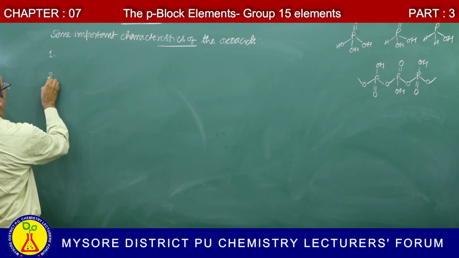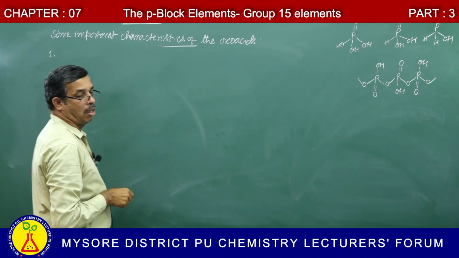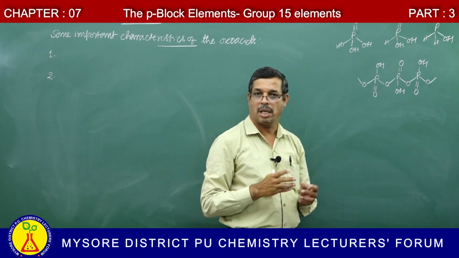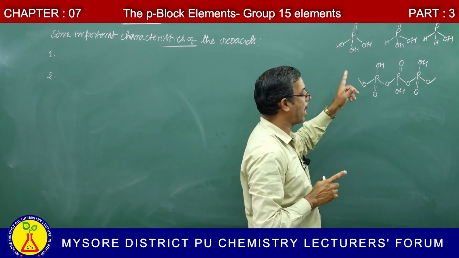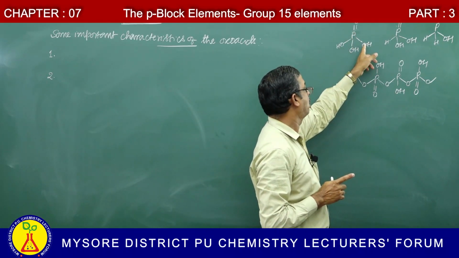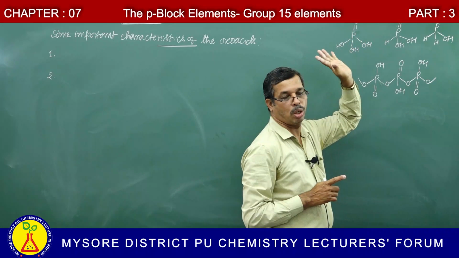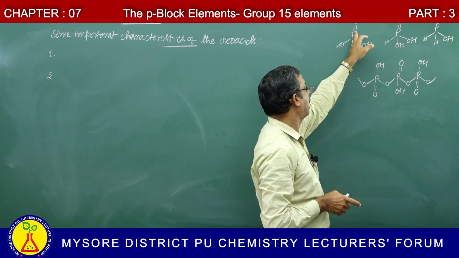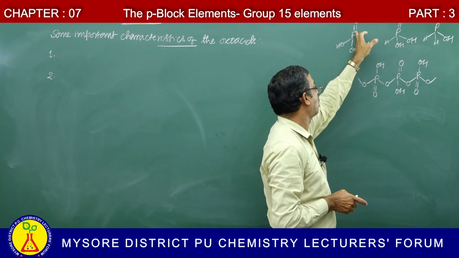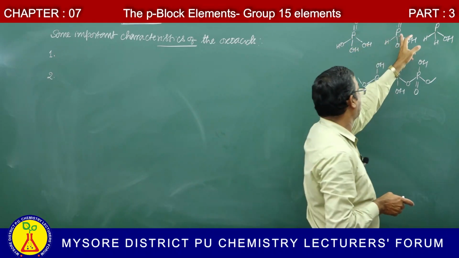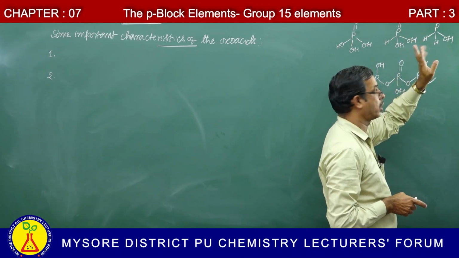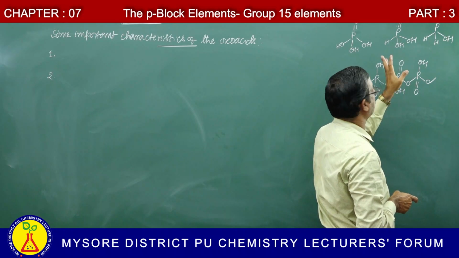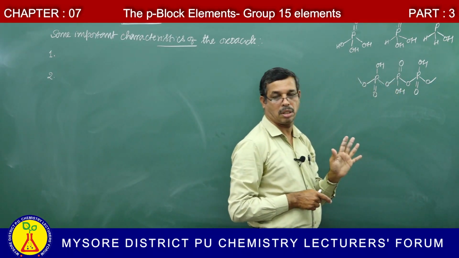Second one, all the oxoacids of phosphorus contain at least one P-OH and one P=O bond. Look at the structures. Here P=O and P-OH bonds are there. Here also, here also, here also. Okay?